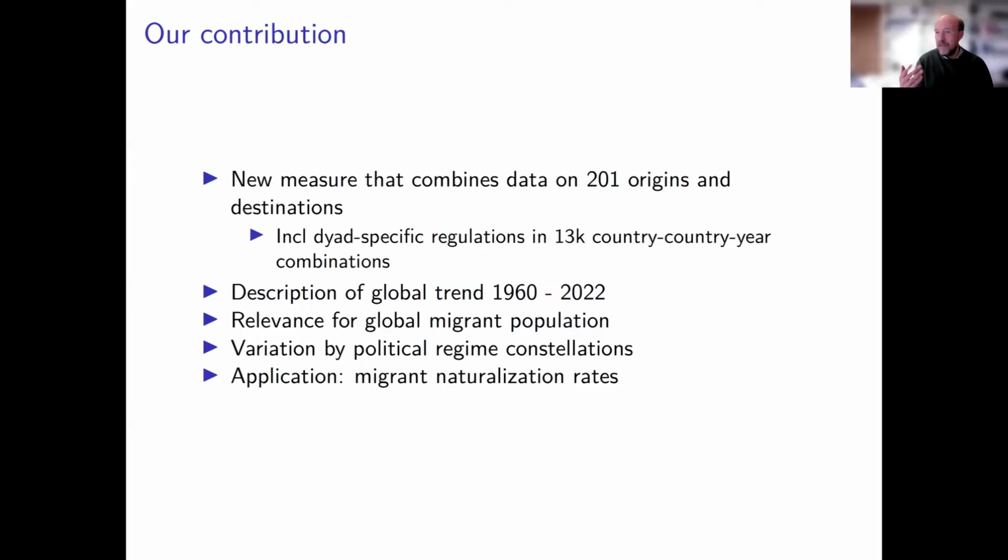So the contribution that we make in the paper is first of all, a data contribution. We constructed a data set which consists of 1.8 million origin, country, year combinations between 201 countries that we consider both origin and destination. So each country is considered both an origin and a destination. We look at that over this period of 63 years. And we also include rules that we observe with regard to what we call dyadic-specific regulations.